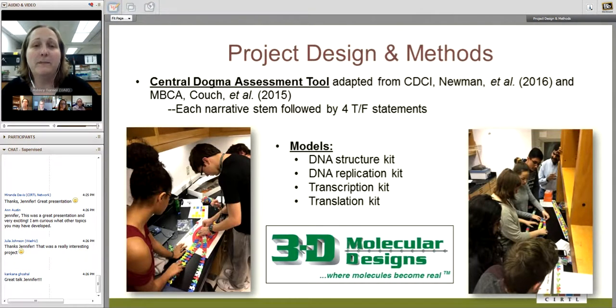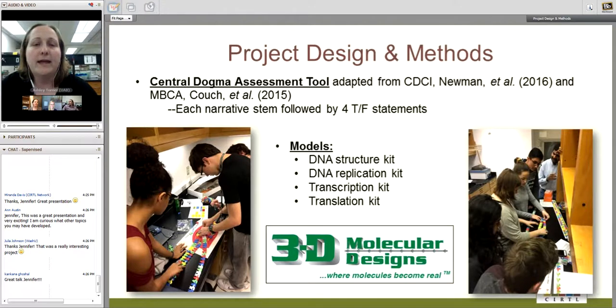Looking at the product and design of the methods, we adapted a tool we called the Central Dogma Assessment Tool, pulled from the CDCI and the MDCA, which are published tools: the Central Dogma Concept Inventory and the Molecular Biology Capstone Assessment. We took those assessments and modified them for our class to teach molecular genetics. There were some components we weren't going to cover with the models, but you can see the students working with them in these photos. The models take the students through actually replicating the DNA and then making their own mRNA.